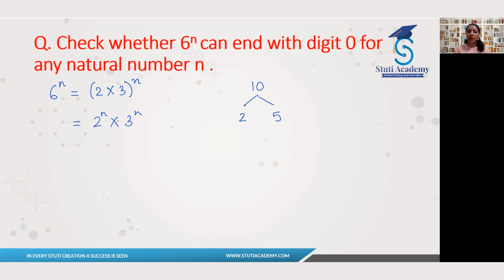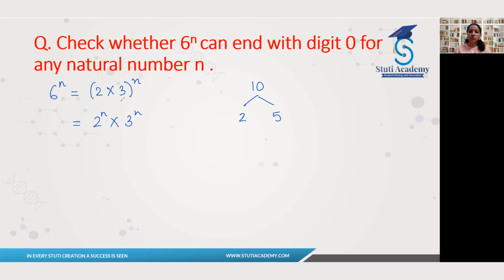Now we can observe here that the prime factors of 6 raised to the power n are 2 and 3. We have 2 here, but then we don't have 5. So in this case, we can say that 2 and 5 are not both factors of 6 raised to the power n. So we cannot have 10 as a factor of 6 raised to the power n. So 6 raised to the power n cannot end with digit 0. It cannot have 0 in the ones place.